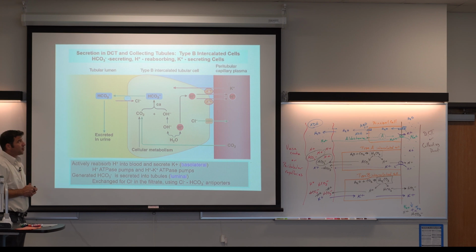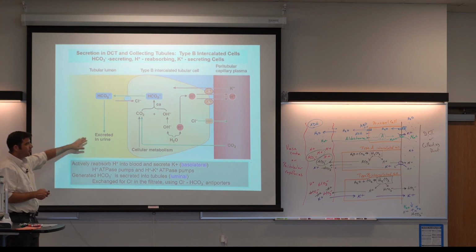Second slide shows us those type B intercalated cells, and they're doing the opposite of the type A intercalated cells. These would be active if the blood is too alkaline. We don't have enough of the hydrogen ions in the bloodstream. So you can see the type B intercalated cell actually reabsorbing one of these hydrogen ions into the bloodstream. It's swapping that hydrogen ion for another positively charged ion, that potassium ion again. So type B intercalated cells are reabsorbing hydrogen but secreting potassium.